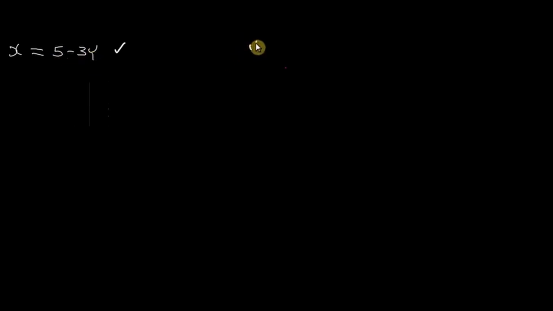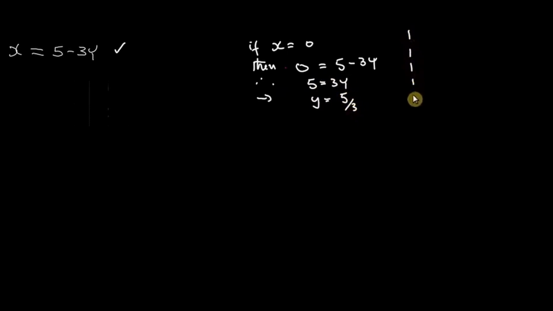So if x is equal to 0, then 0 is equal to 5 minus 3y. Therefore, 5 is equal to 3y, giving y is equal to 5 over 3. And in the other instance, we're asked to determine the value of x when y is equal to 0. And we can see straight from here that if y is equal to 0, then x is equal to 5 minus 3 times 0. Therefore, x is equal to 5.